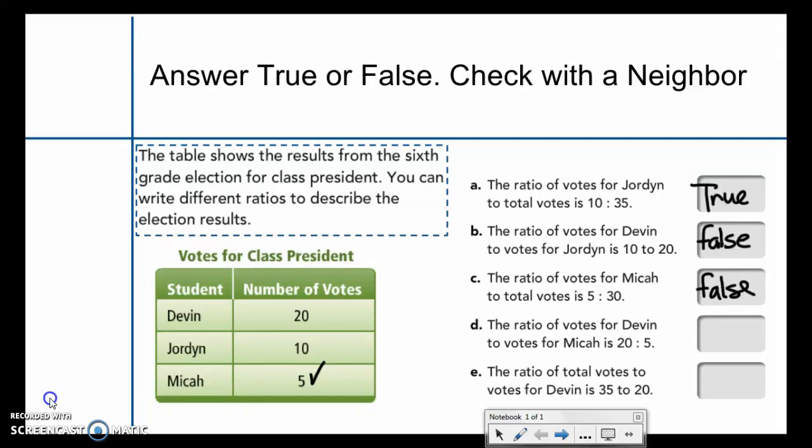D, the ratio of votes for Devin to the votes of Micah is 20 to 5. Devin made 20, Micah made 5. That is true. And lastly, the ratio of total votes to votes for Devin. Total votes was 35, Devin was 20. So that is true. Alright, which student won the election for class president? Hope you guys know that 20 in this situation is the most.